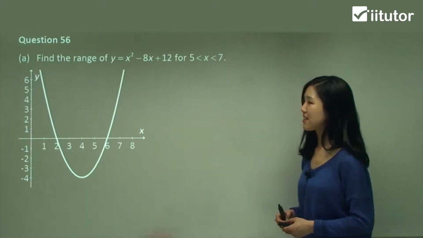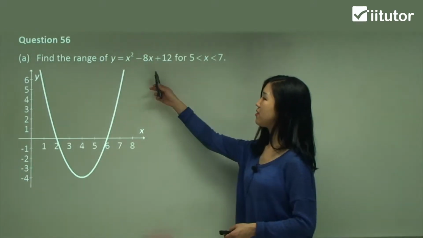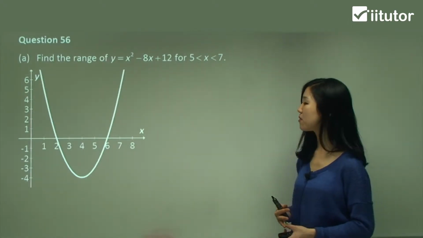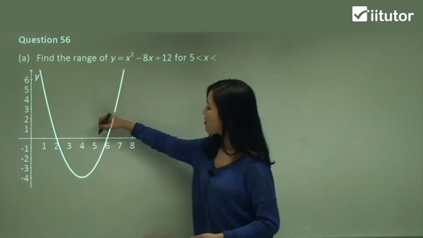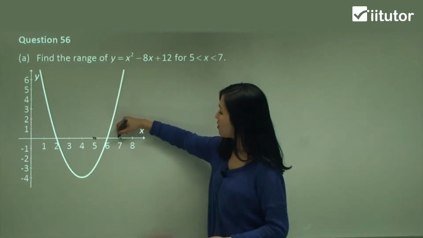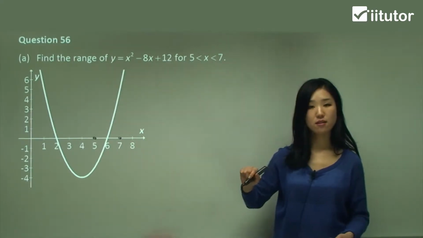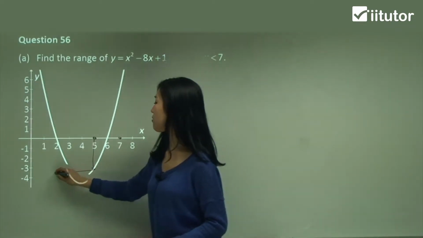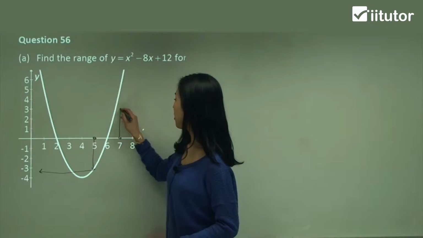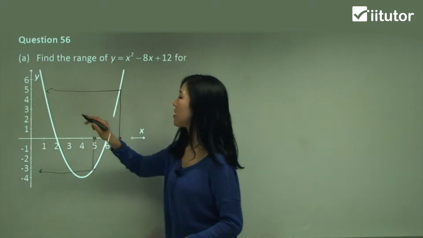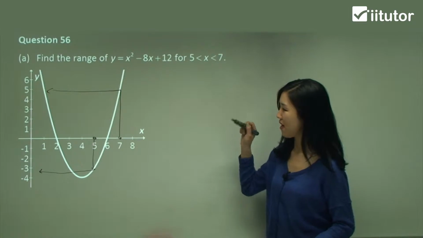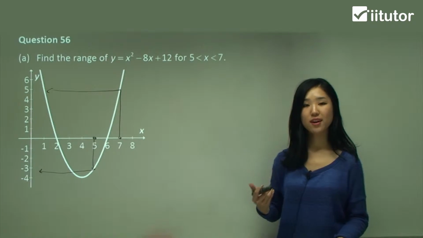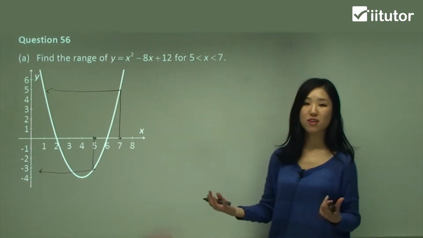So starting with 56a, find the range of this equation for when x is between 5 and 7. When x is between 5 and 7, 5 is here, and 7 is here. The corresponding y value would be somewhere over here, and for this one, somewhere over here, but I can't really be specific because maybe my lines are a bit crooked. So we'll find the particular y values very critically by using this domain, which are the x values.